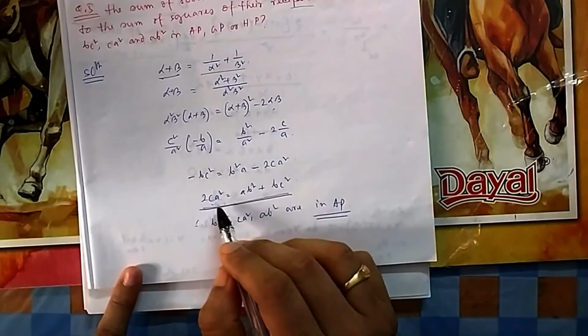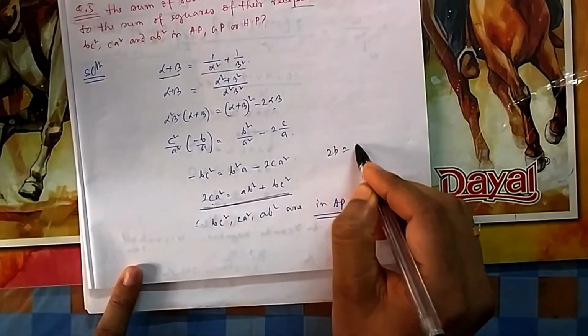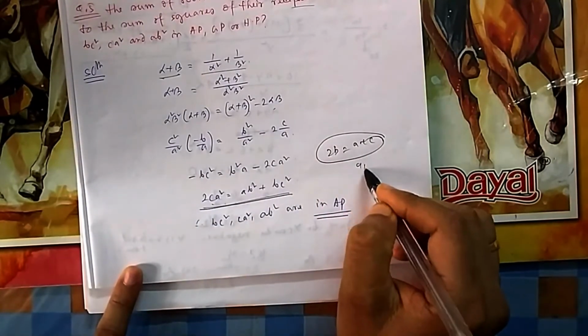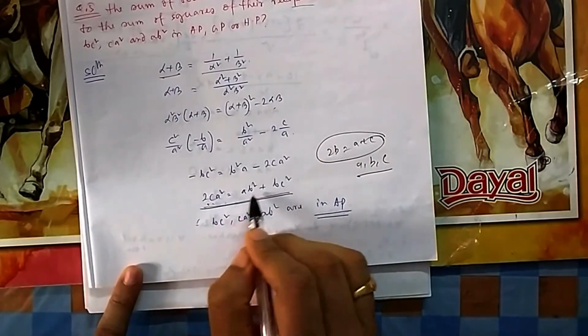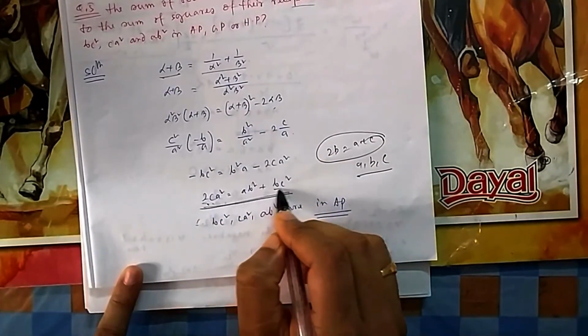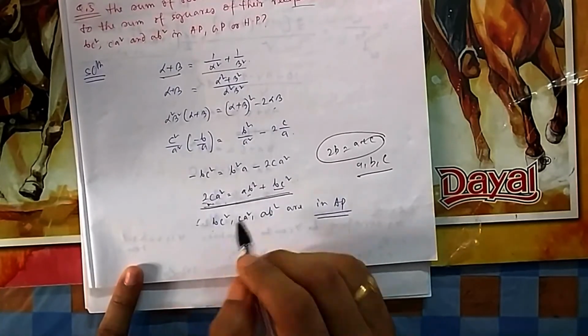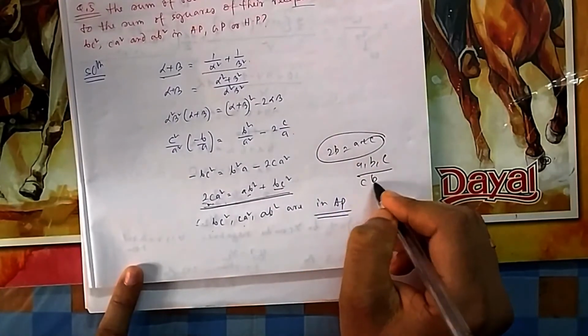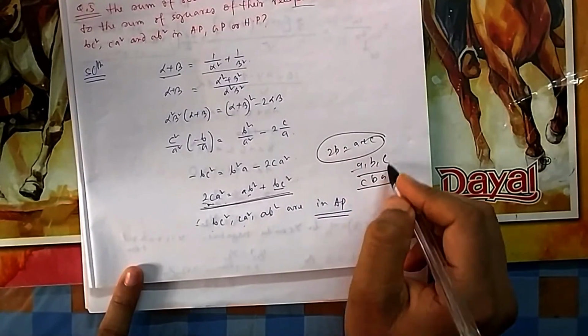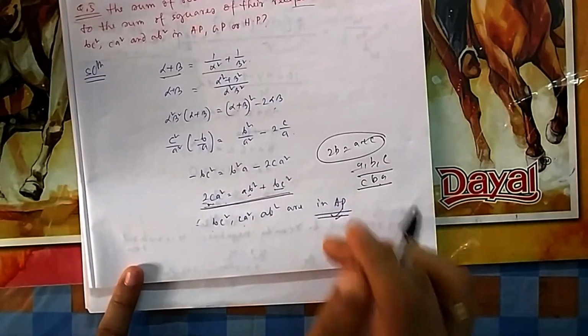Once you know this equation, because 2b equals a plus c, it means a, b, c are in AP. So obviously, because this is showing this, or reverse also, you can write this either as a, b, c or c, b, a. Both will be in AP. If one is increasing, the other will be decreasing. So obviously they are in AP.